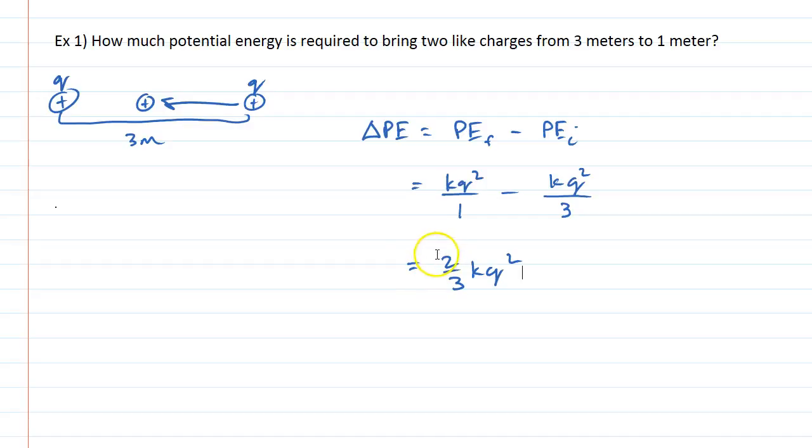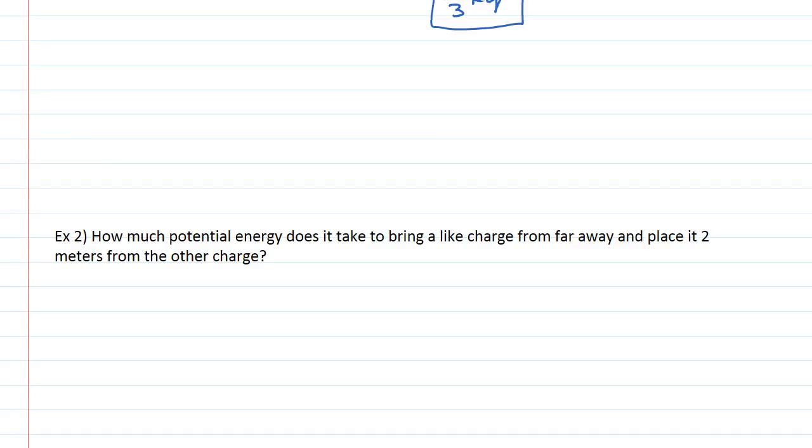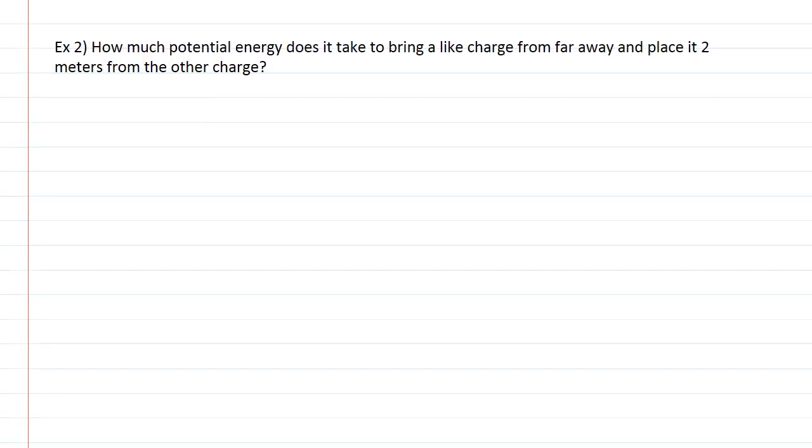So this is how much is being added to the system. Probably not best to say how much is required. You would say how much potential energy is added to the system. Okay, so example 2: how much potential energy does it take to bring a charge from far away and place it 2 meters from the other charge?